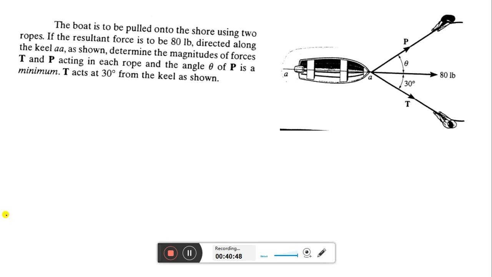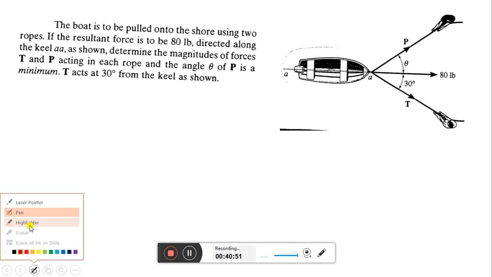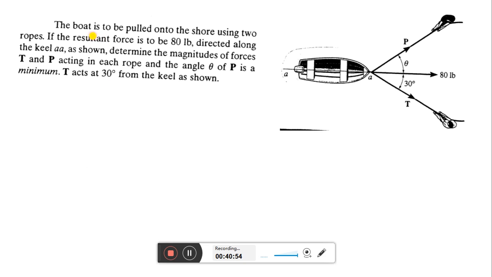So a figure is given. The boat is to be pulled onto the shore using two ropes. Okay, so two ropes you can see. This boat is to be pulled using these two ropes. If the resultant force is to be 80 pounds, okay, the required resultant force is given, that is 80 pounds, directed along the keel A, the force is required as shown.